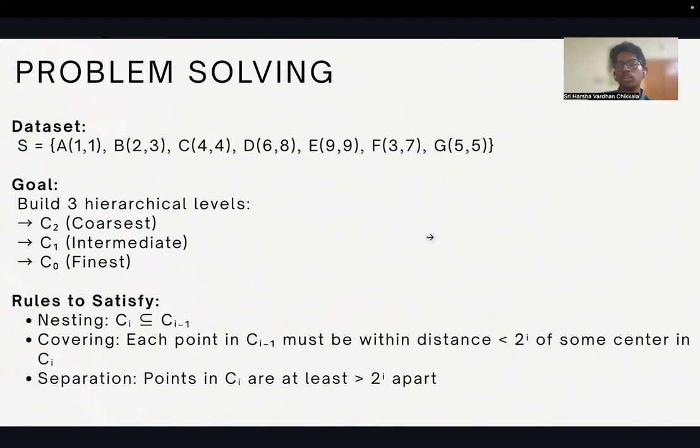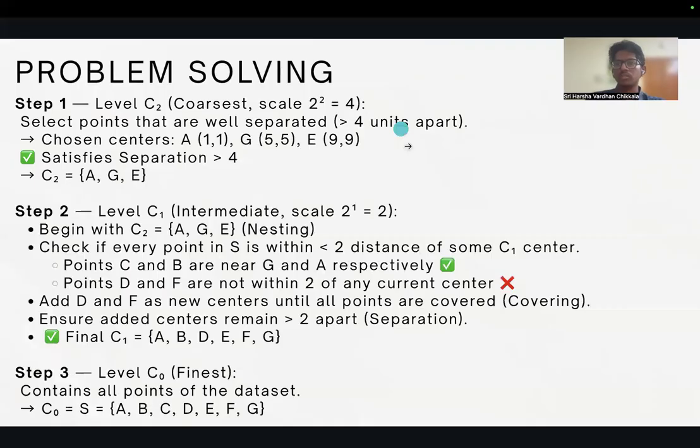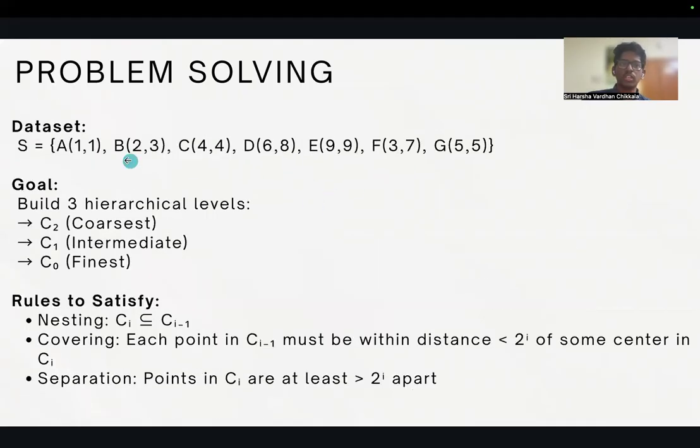Now let's move to the solution of this problem. Totally we have three levels in our situation, and each of them will have a scale of 2 to the power i, where level 2 will have a scale of 4, that is 2 squared. With a scale of 4, we will be picking the data points that are greater than 4 units apart. So let's try to understand what the data points are. As you can see here, we can apply any distance formula. It may be Euclidean or Manhattan, anything.